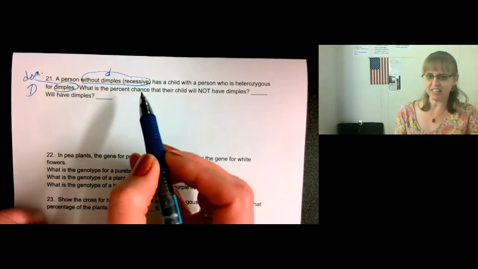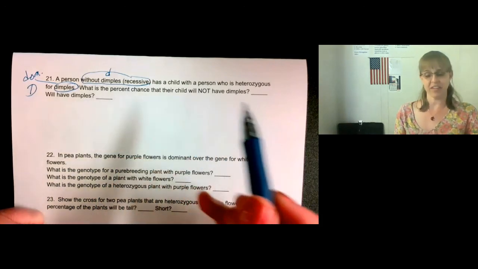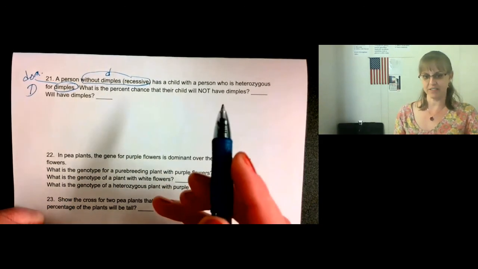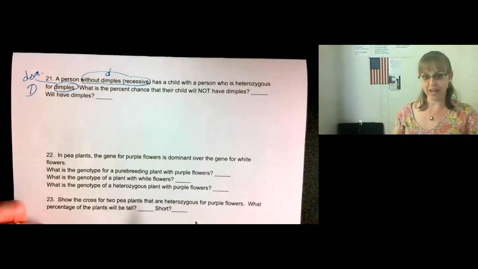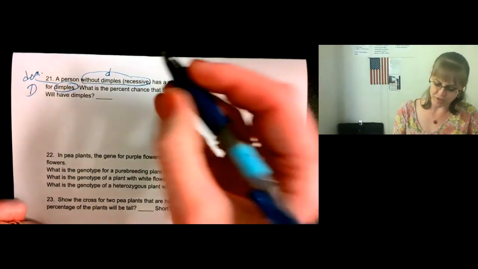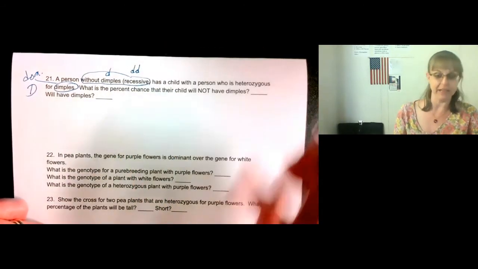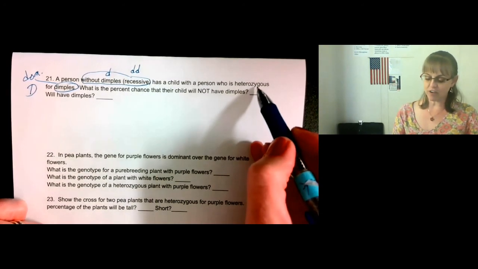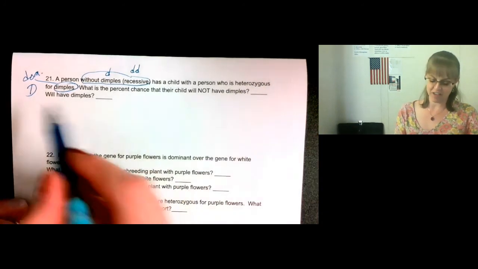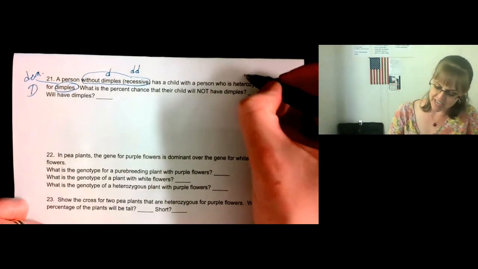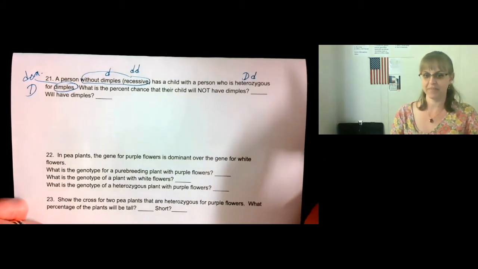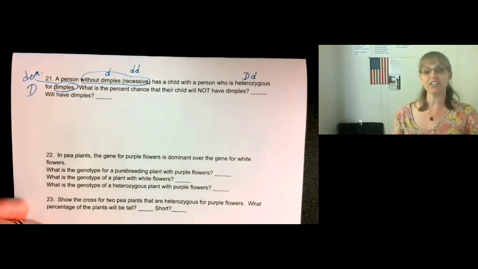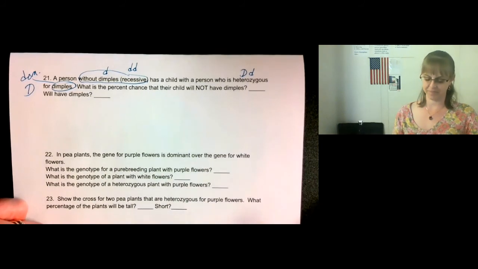All right, a person without dimples. Wait, they forgot to tell us if it was homozygous or heterozygous. That's okay. It's the recessive trait. The only way you can have a recessive trait is for both of the alleles to be recessive. So this person must be lowercase d, lowercase d. Then they have a child with a person who is heterozygous, 2 different letters, for dimples. So they must have a capital and a lowercase. Now you can do the chart and finish the problem. Then you can go backwards and do question number 20.